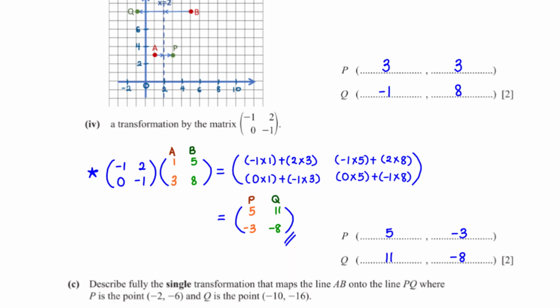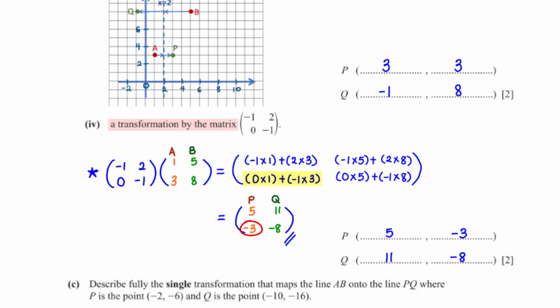Find the coordinates of P and Q after AB is transformed by a transformation by the matrix negative 1, 0 to negative 1. In this case, we need to multiply the transformation matrix by the coordinates of point A and B. To get the number in this position, we multiply the elements in row 1 of the first matrix with the elements in column 1 of the second matrix. This gives us 5. To get the number in this position, we multiply the elements in row 2 of the first matrix with the elements in column 1 of the second matrix.